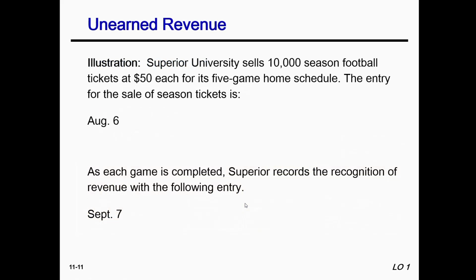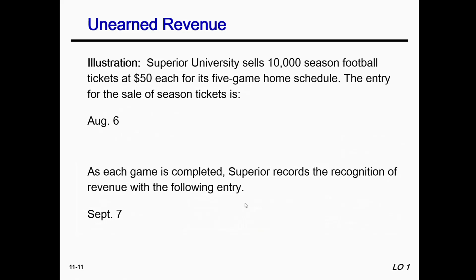We have an example over here. Superior University sells 10,000 season football tickets at $50 each. So each ticket costs $50 for its 5-game home schedule. There are 5 games for which they have made a schedule.